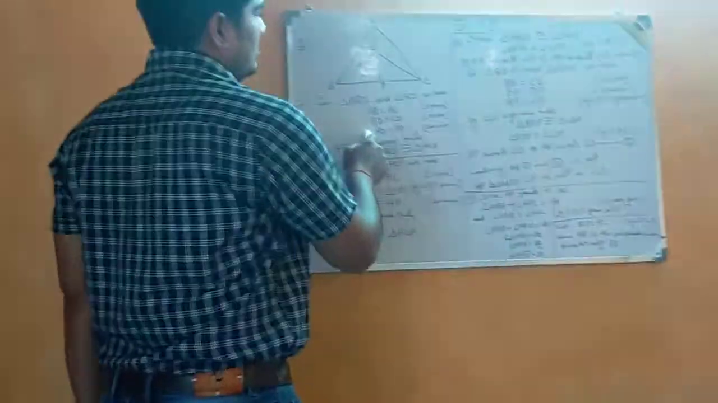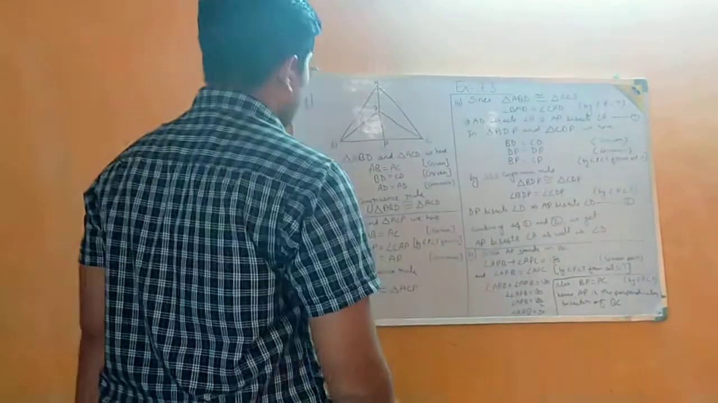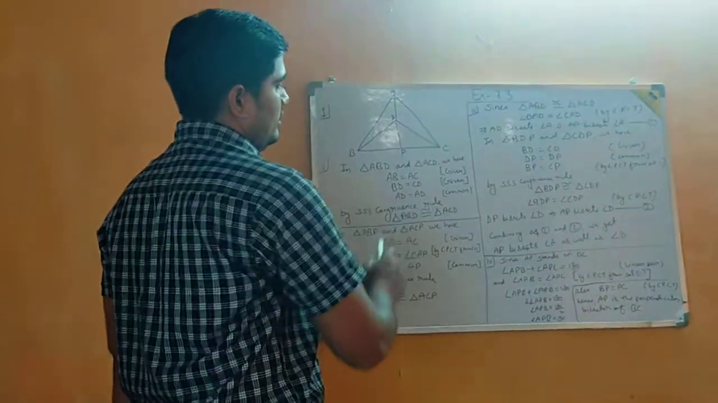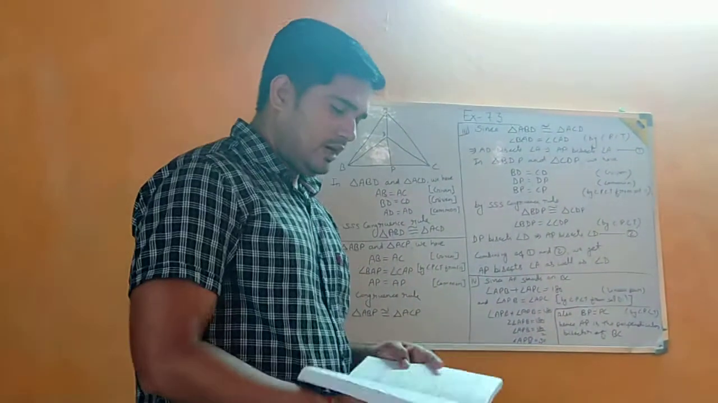So all three sides of one triangle are equal to all three sides of another triangle. So we use the SSS congruence rule. Triangle ABD is congruent to triangle ACD. First part is completed. Now we do the second part of this question.